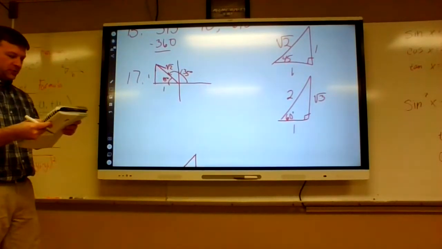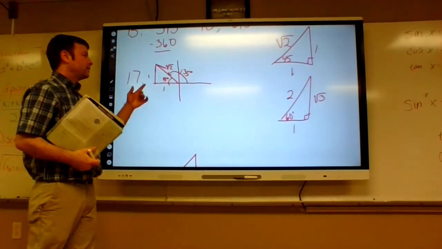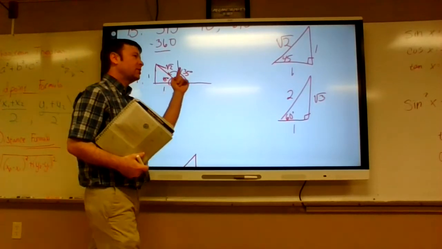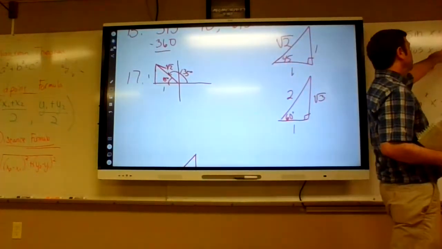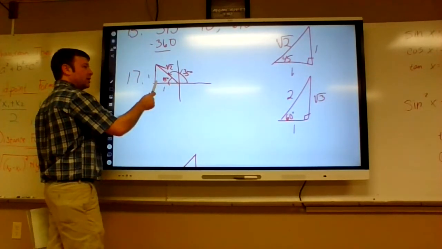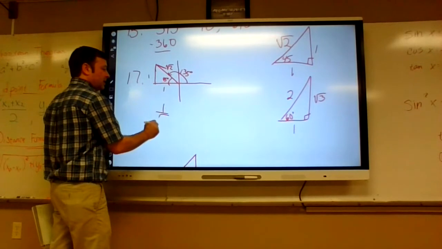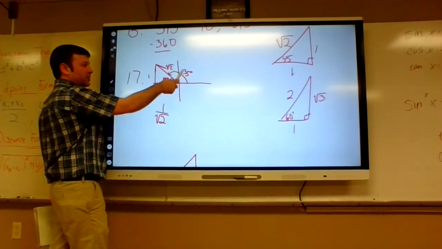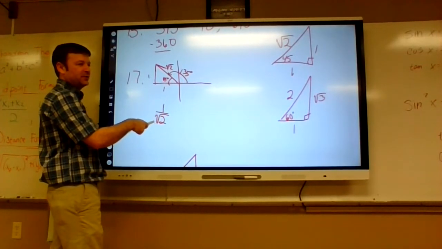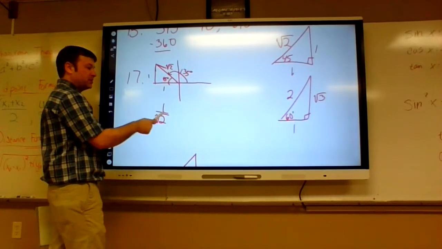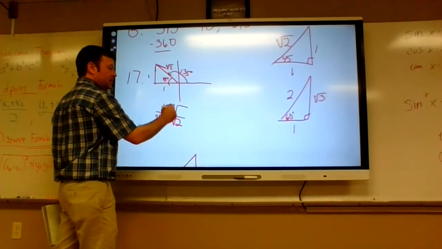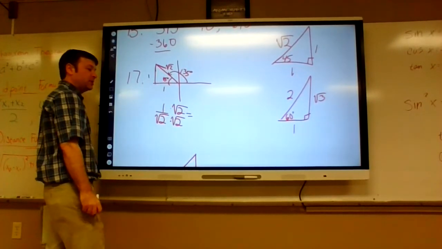And on number 17, we're supposed to do the cosine of that angle. Cosine of 135, not 45. Cosine is adjacent over hypotenuse. So what is adjacent to 45? And what's the hypotenuse? Okay, if you plug cosine of 135 in your calculator, a lot of calculators would give you a decimal, but we're supposed to put this in exact form. But you can't leave the square root on the bottom, so multiply top and bottom by square root of 2.